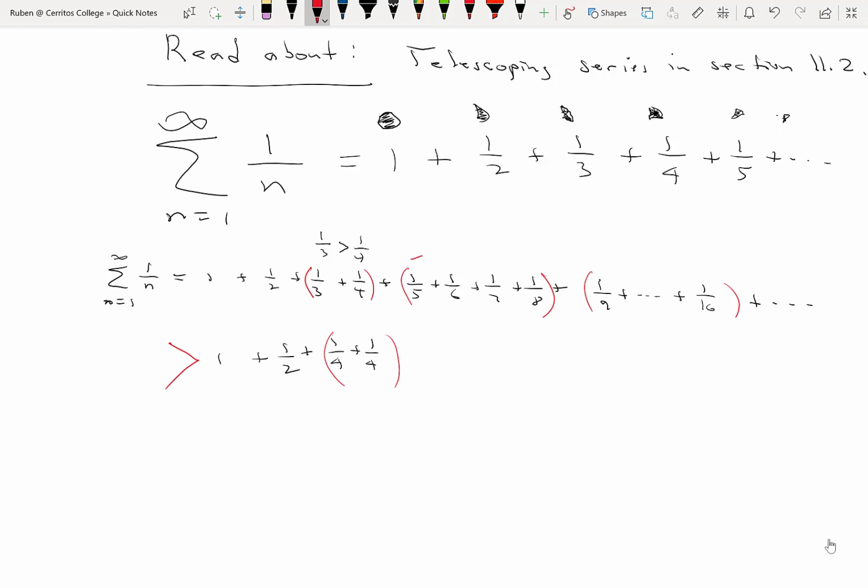I'm going to replace 1/5, 1/6, and 1/7 with 1/8. So plus 1/8 plus 1/8 plus 1/8 plus 1/8. 1/5 is more than 1/8. 1/6 is more than 1/8. 1/7 is more than 1/8. So I'm making the original series more than this new series I'm creating.